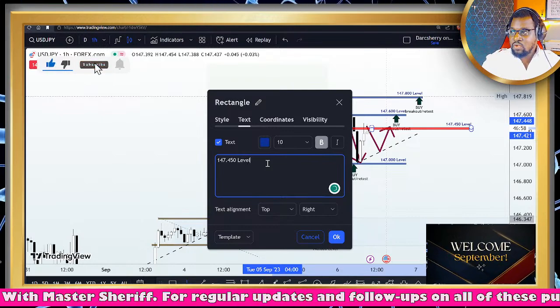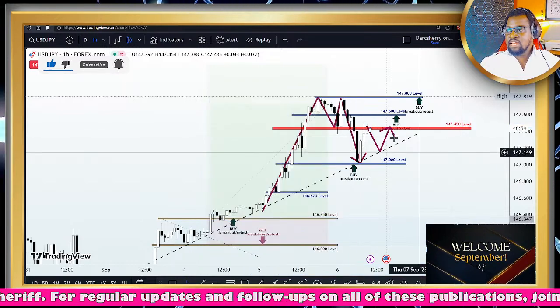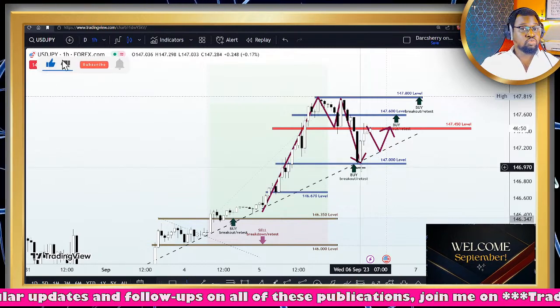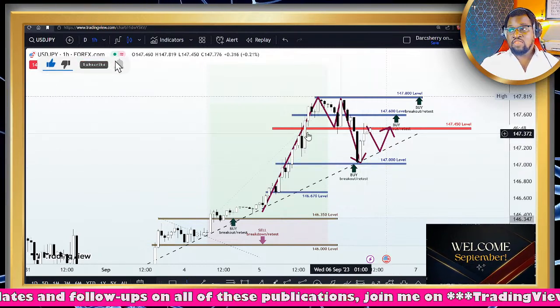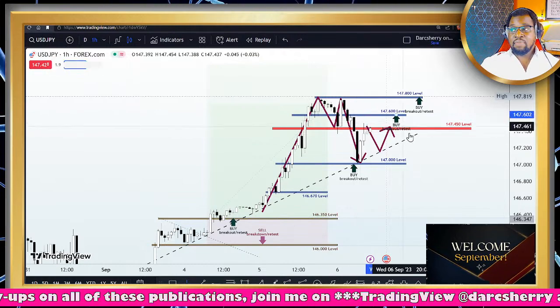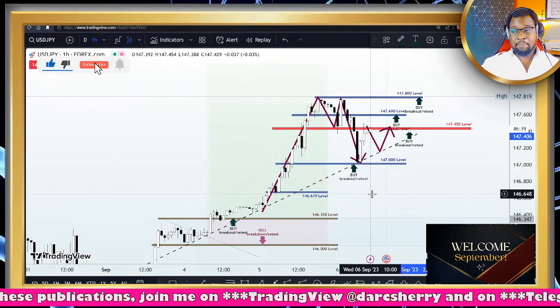Let me mark. Okay, so give this a red color as well. So we have this. If price comes back into the trend line and was unable to break down the previous low, then I will be using the 147.450 as a platform to join an uptrend continuation at this point.